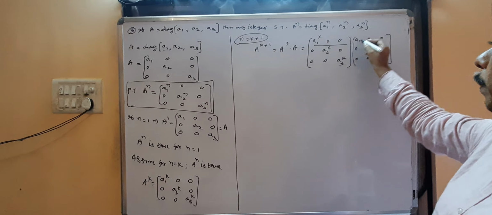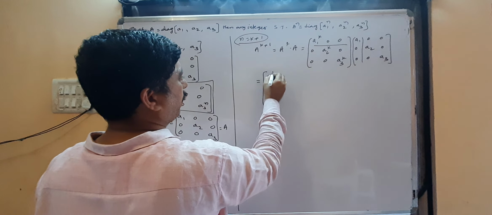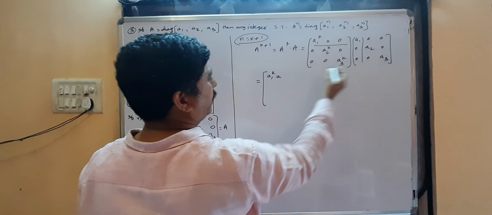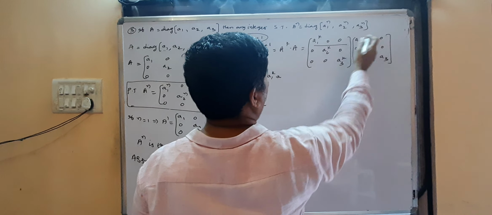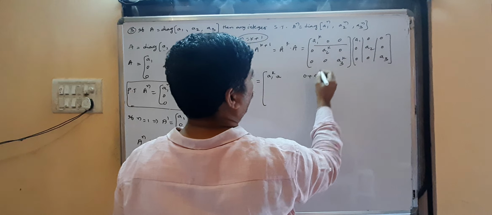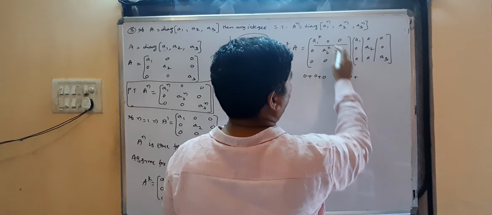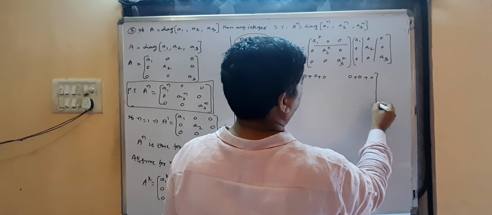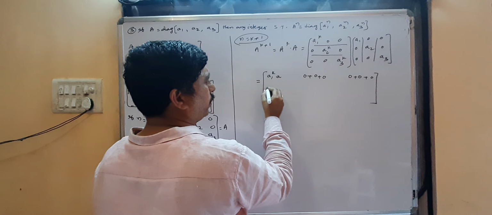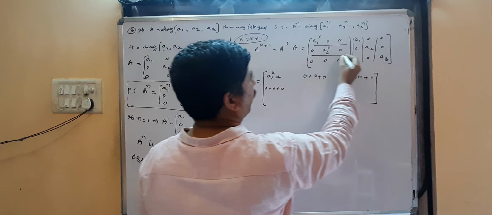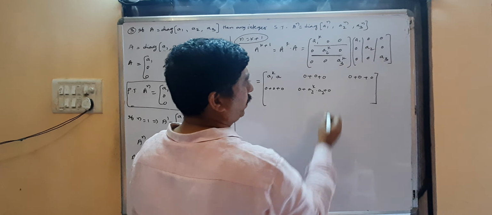Row into column you have to multiply. First row into first column: a1 power k into a1, plus 0 into 0, plus 0 into 0. Next, first row into second column: a1 power k into 0, plus 0 into a2, plus 0 into 0, which is 0. First row into third column: a1 power k into 0, plus 0 into 0, plus 0 into a3, which is 0. Second row into first column: 0 into a1, a2 power k into 0, plus 0, we get 0. Second row into second column: 0 into 0, plus a2 power k into a2, plus 0.